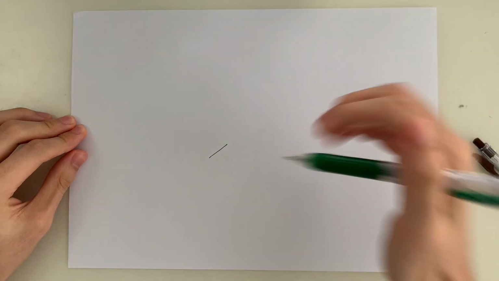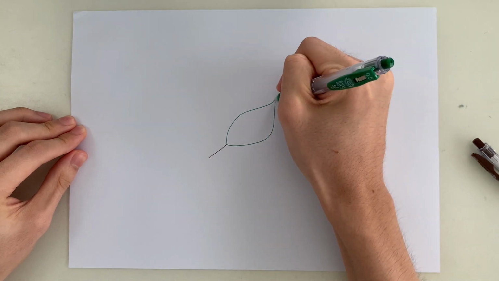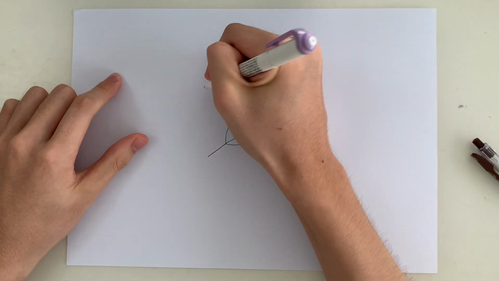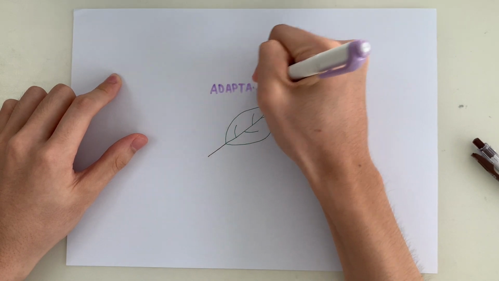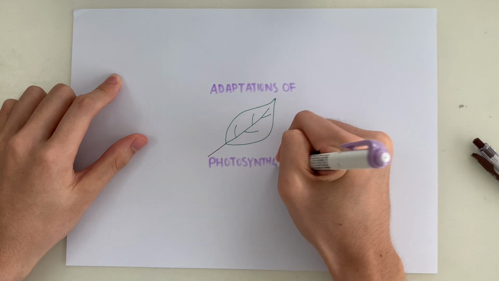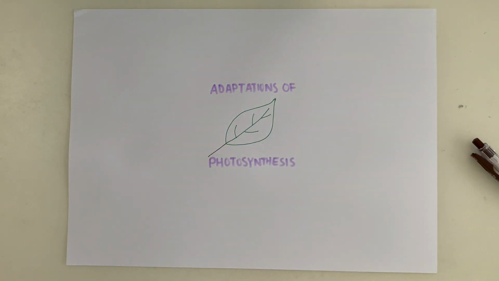Today, we'll be doing a mind map on the adaptations of photosynthesis. This is a continuation of my mind map on photosynthesis, where I discuss the mechanisms, reactions, and processes involved in photosynthesis. You can go and check that out. However, today, we'll be looking at the features of the plant, particularly the leaves, which aid the efficiency of photosynthesis.